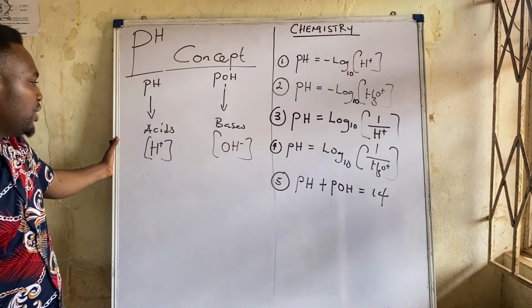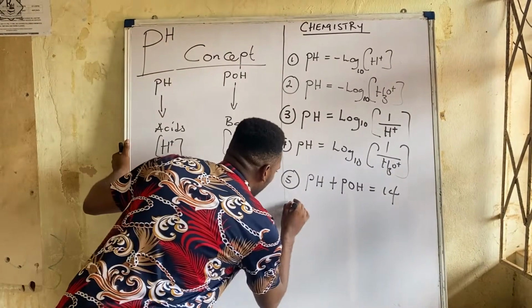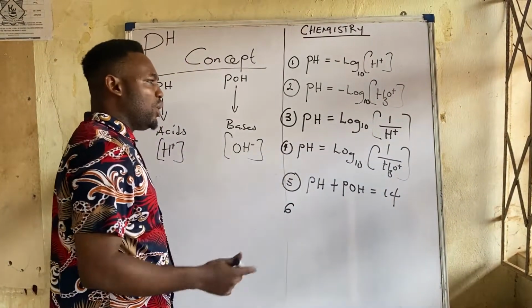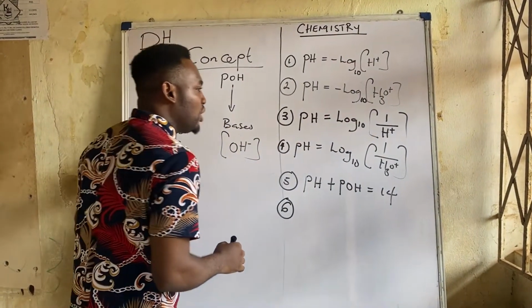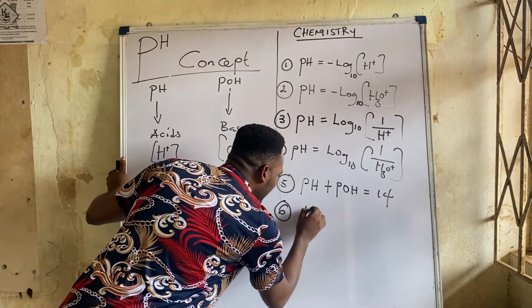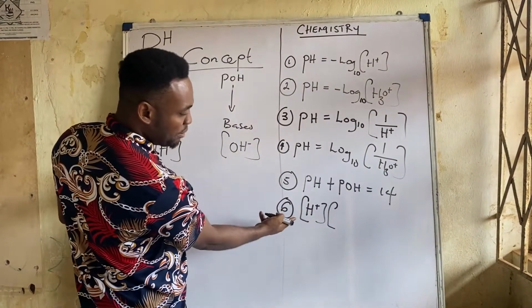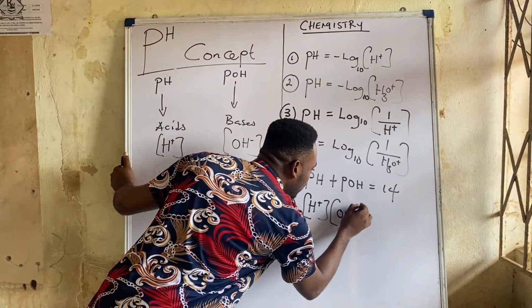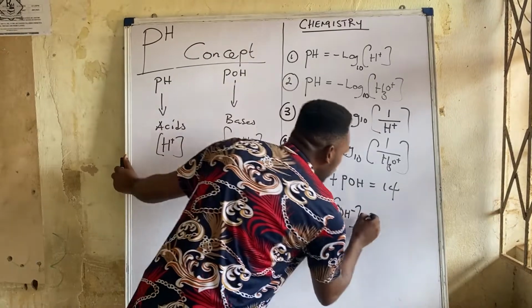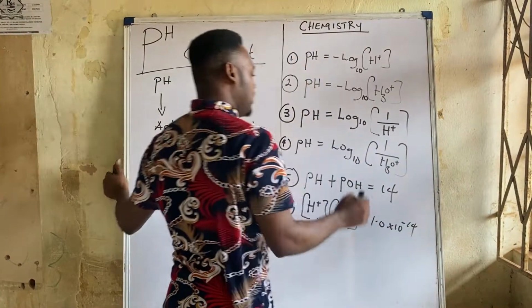pH plus pOH will give us 14. Look at this formula 6 now. From the ionic product of water, when the H plus concentration is multiplied, look at this multiplication, with the OH minus concentration, we will get what? 1.0 times 10 to the power minus 14 as our value.